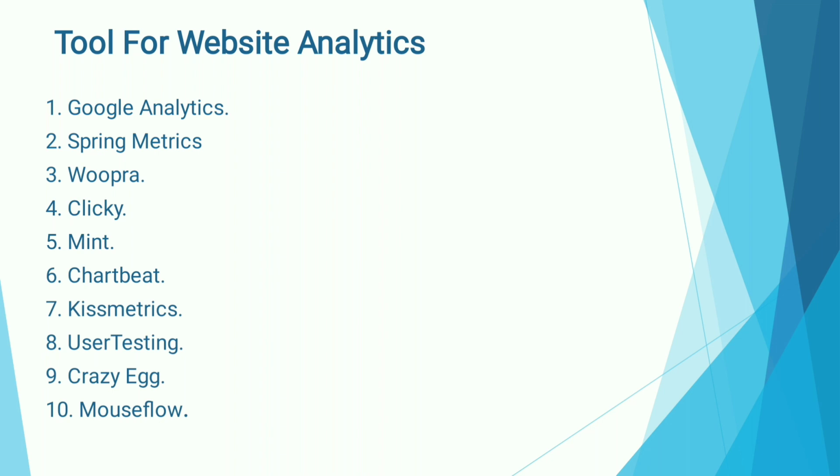Ninth one is Crazy Egg. Crazy Egg uses the power of heat map technology to give you a visual picture of what site visitors are doing on your page. Tenth one is Mouseflow. Mouseflow is a combination of user testing and Crazy Egg. You can see video of users interacting with your website, including every mouse click and movement, scrolling and keystroke.